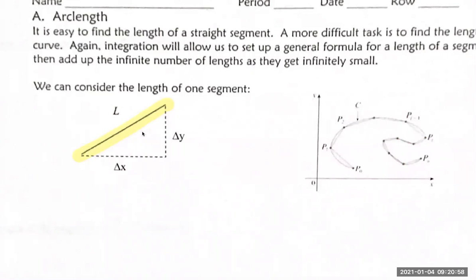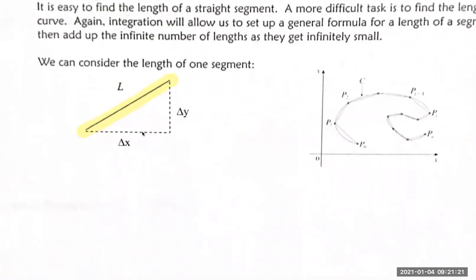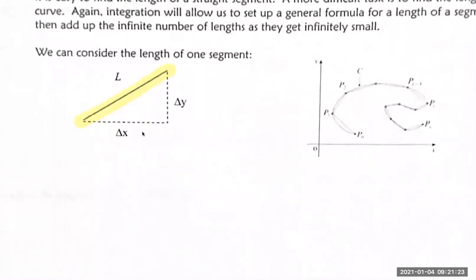If we reduce the change of x, and the change of x is the distance between point 1 and point 2, or in this case, p sub 0 to p sub 1, then the length of that segment gets smaller and smaller. In theory, it's the same thing as when we're doing Riemann sums and area, and we reduce the change of x, or the width of the rectangle, so it gets smaller and smaller. So let's start with what we're familiar with, what we know.